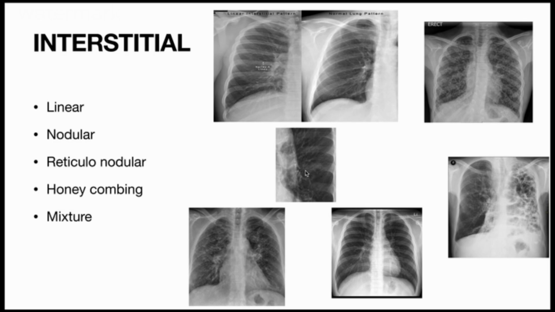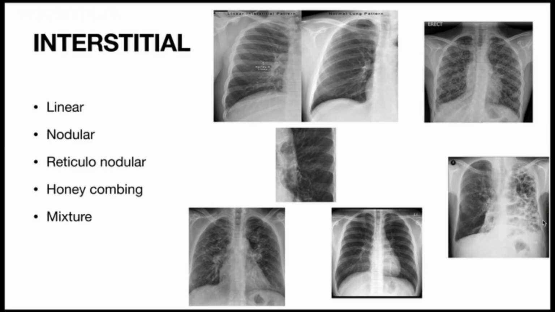The bronchovascular markings become prominent, and they may extend to the lateral chest wall. Okay, so then we say there is diffuse prominence of the bronchovascular markings extending to the chest wall, and then we can conclude this is an interstitial type of infiltration or interstitial pneumonitis or pneumonia.